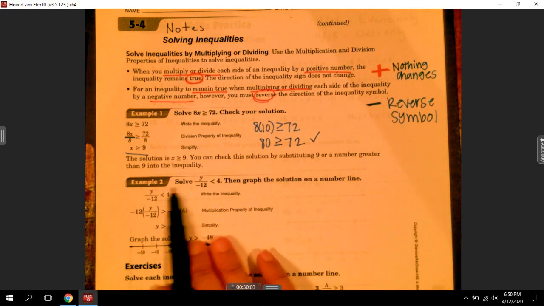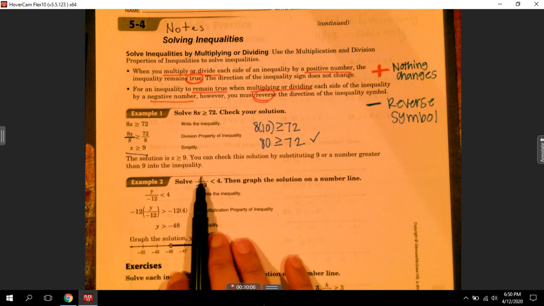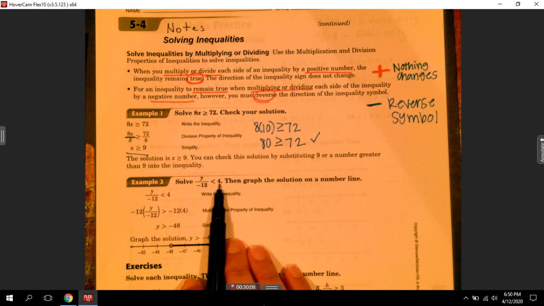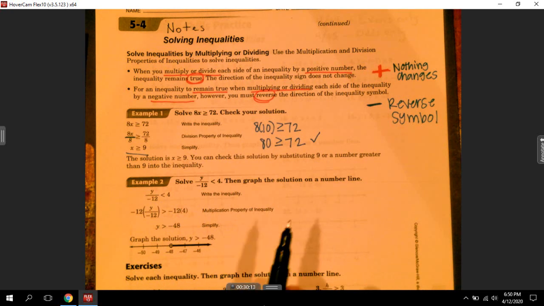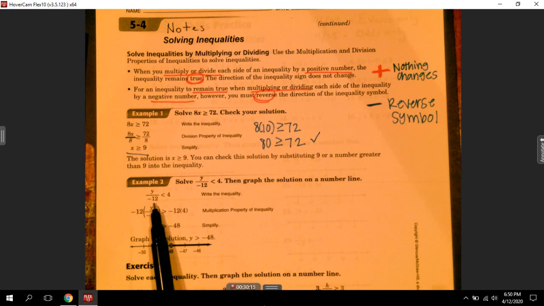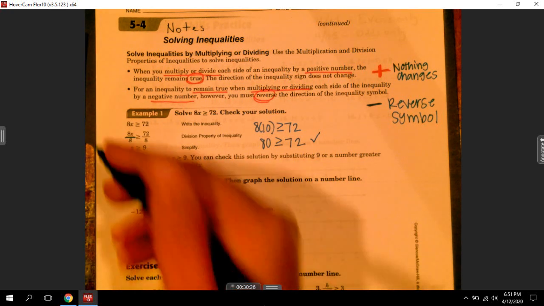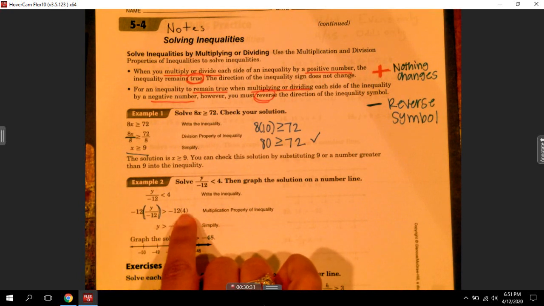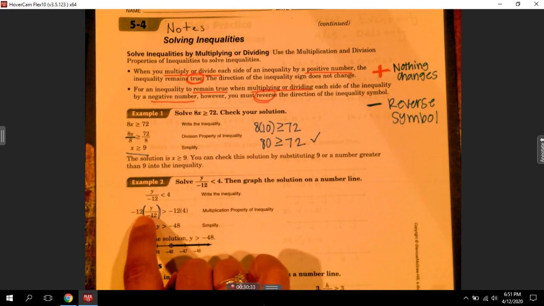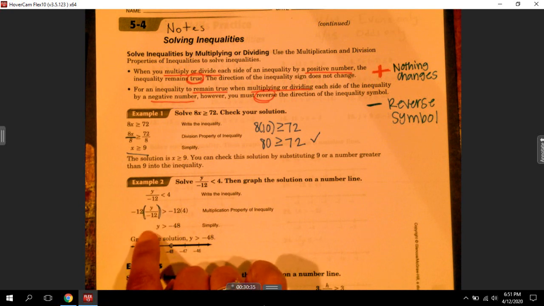All right. Example number 2. You've got y divided by negative 12 is less than 4. They want us to graph this solution on a number line as well. So y divided by negative 12, in order to solve, this is a division problem. So to get rid of that negative 12 so that you just have y, you should be multiplying. So you're multiplying negative 12 on both sides. Negative 12 times negative 12 is what leaves you with a y.